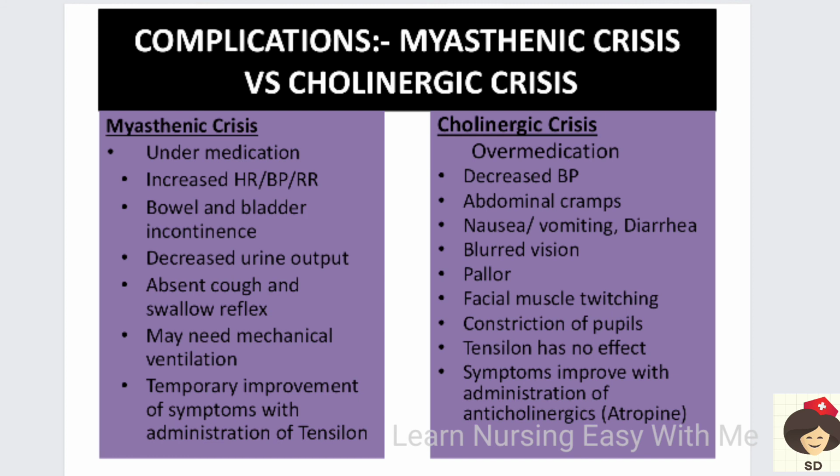In the case of cholinergic crisis, this can occur because of over medication. That means when we overly treat myasthenia using cholinesterase inhibitors, the patient will go into cholinergic crisis. The symptoms are decreased BP, abdominal cramps, nausea, vomiting, diarrhea, blurred vision, pallor, facial muscle twitching, and constriction of pupils. During cholinergic crisis, if you administer Tensilon, the patient will have no effect. Okay, no change in the signs and symptoms. The patient will improve only when the anticholinergic is administered, that is atropine.